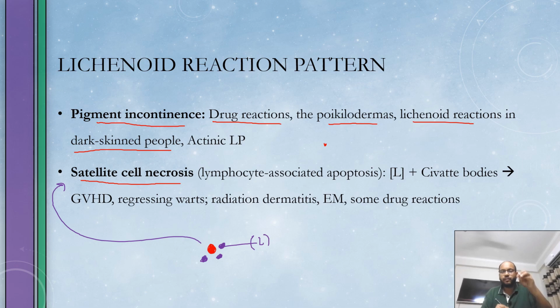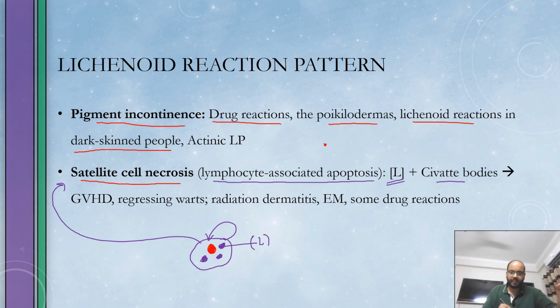The lymphocyte, which is there just beside the necrotic keratinocyte, actually led to the death or the apoptosis of the keratinocyte. Okay, so lymphocytes are actually damaging the keratinocyte, and that is why when these two cell bodies are seen together, that is known as satellite cell necrosis or lymphocyte associated apoptosis. In this, you see lymphocytes along with civet bodies.